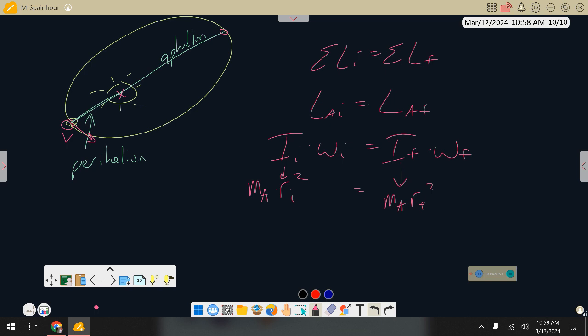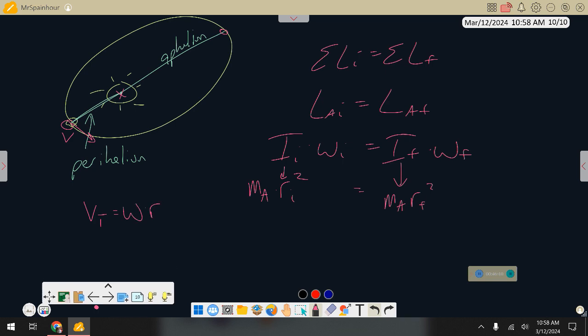Do we have an equation that relates angular velocity to linear velocity? What is it? v_t is equal to angular velocity times r. Therefore, basic algebra says angular velocity is equal to v_t over r. Yes? So this guy is the velocity initial over the radius initial. And this guy is velocity final over radius final.